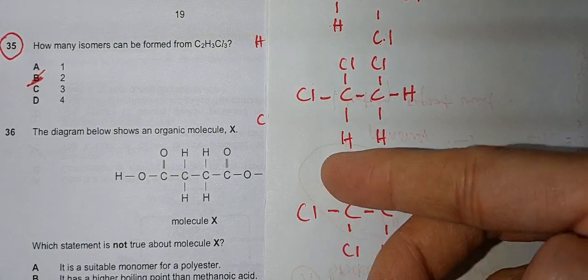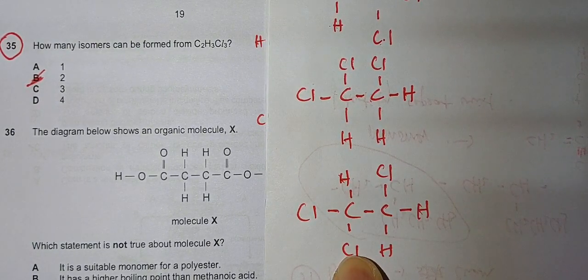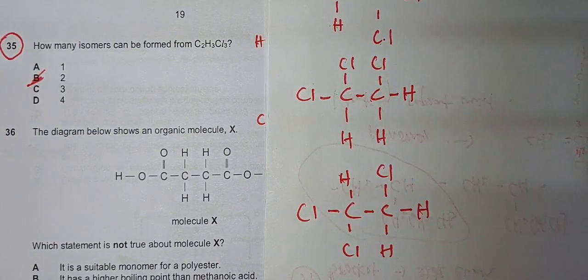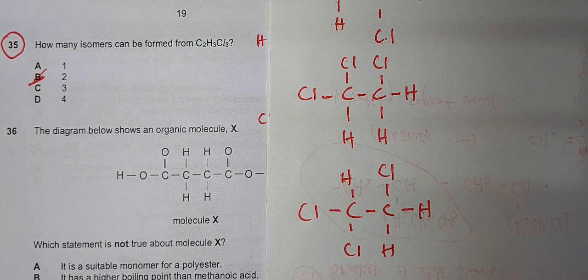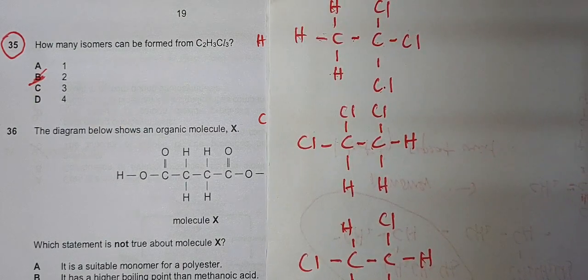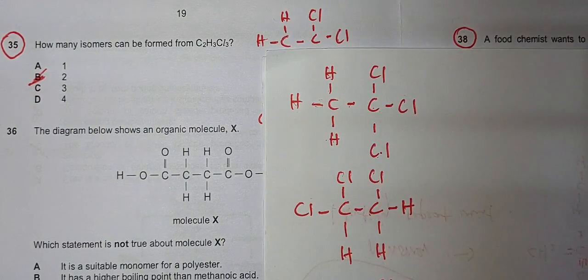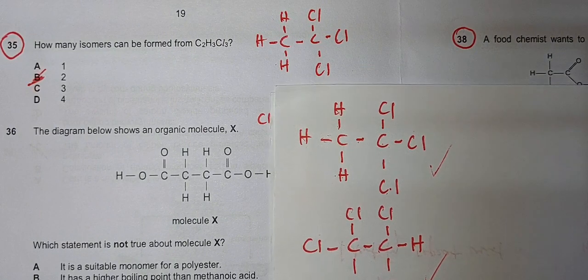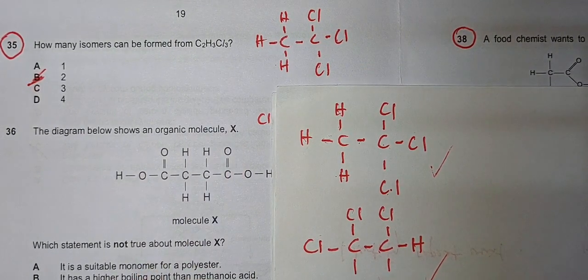So if I rotate, this hydrogen will be at the bottom, and the chlorine will be at the top. So it will be the same as this structure. Yeah. So regardless of how you swap the atoms, you will only have two isomers, this and this. So there are two isomers for this compound.